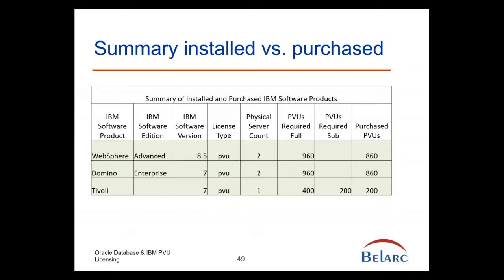At this point, it's very simple to see where we're under or over licensed. We can see that on the first 2 rows, we're a little bit under licensed, and in the case of Tivoli, which we're running in a virtual environment, if we qualify for subcapacity licensing, we're in good shape. Of course, if we're not running ILMT, then we are forced to use full capacity licensing, in which case we are under licensed.